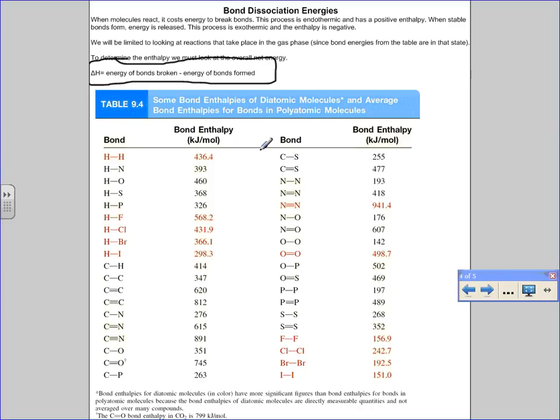A few things to note: it's really important that you know whether you've got a single, double, or triple bond between two atoms, because there's a significant difference in the amount of energy. And the energy in a triple bond isn't just triple the single bond. Okay? It's actually more significant because you've got those pi bonds in there. So this is particularly important when you're looking at diatomic molecules.